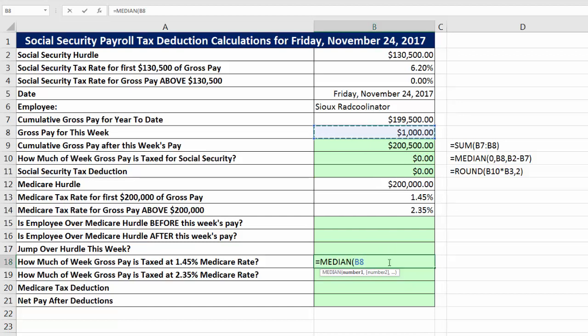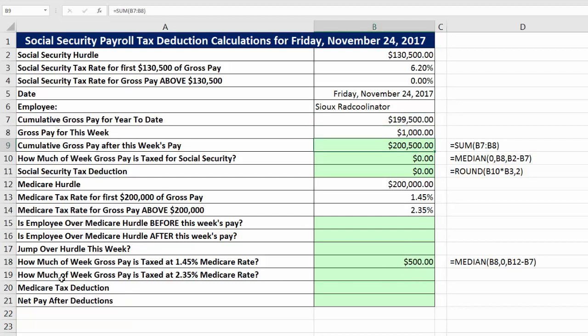There's the full gross pay for this pay period, comma, or 0, comma, or whatever the hurdle is, minus cumulative before this paycheck. Doesn't matter which order. It will always calculate it correctly. And look at that. Median totally got it right because we went from 199,500 to 200,500. So that's the correct amount.